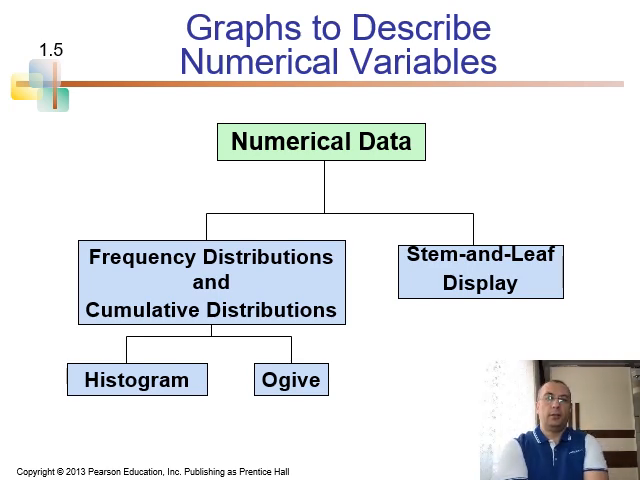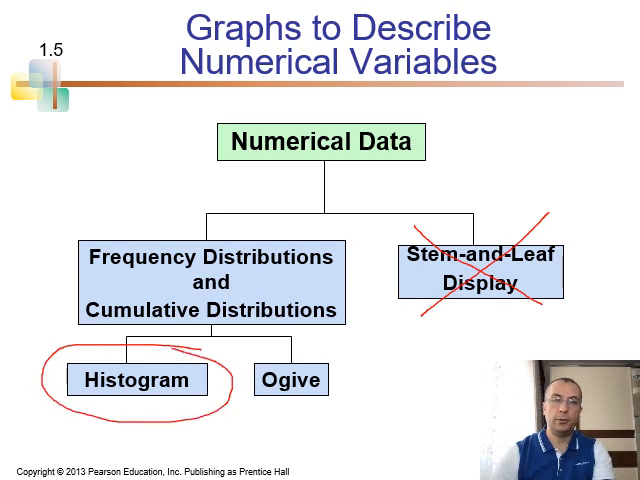So now we are done with the categorical data. We look at the numerical data and how we can draw numerical data. We can use frequency distributions and cumulative distributions to draw histograms and ogive. There's also stem and leaf display. We don't use that one that much, so I'll just cross that one. It's actually pretty old style. So we just need to know the histogram, how to draw a histogram, and we also need to know how to draw a cumulative histogram, which is ogive.